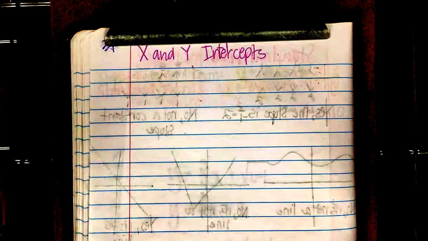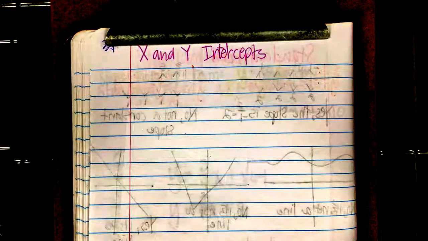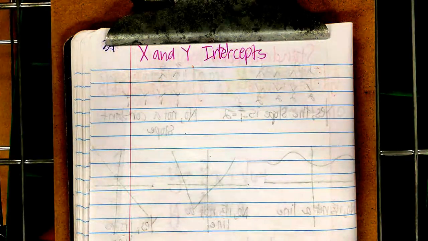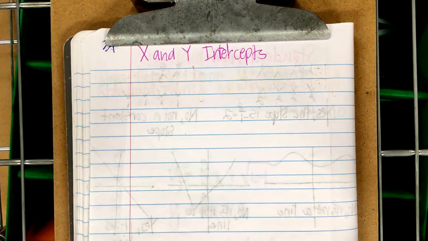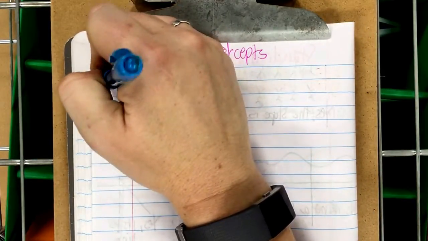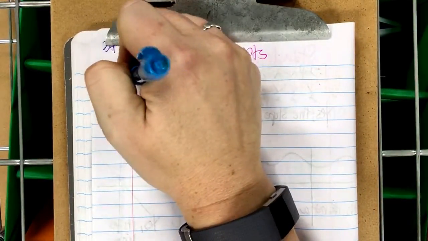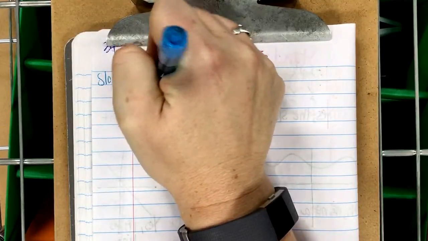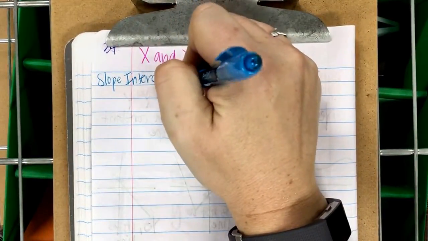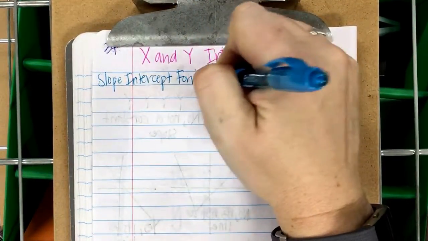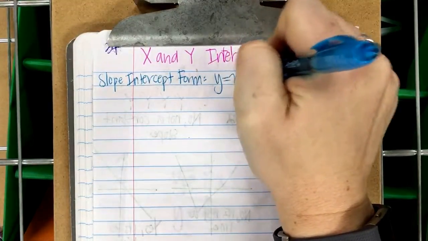Today we're going to be working with this idea of graphing still. However, we've been only able to graph if something's written in slope-intercept form. Right? Slope-intercept form. That's the only way we know how to graph. If it says y equals mx plus b, right?